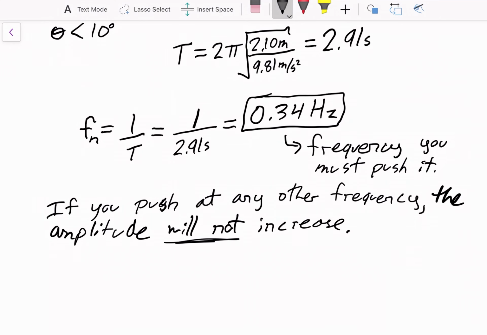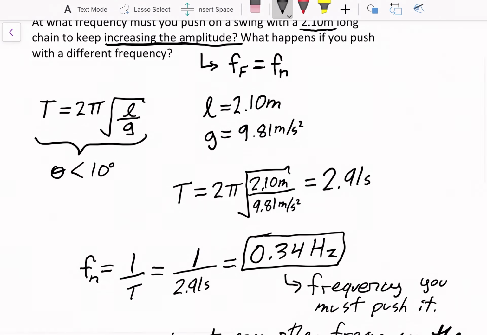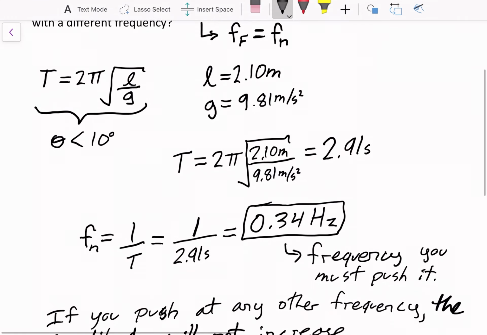So we were able to just answer this one by assuming that the forcing frequency had to be the same as the natural frequency. Then we can calculate that natural frequency just using our formula to calculate period.